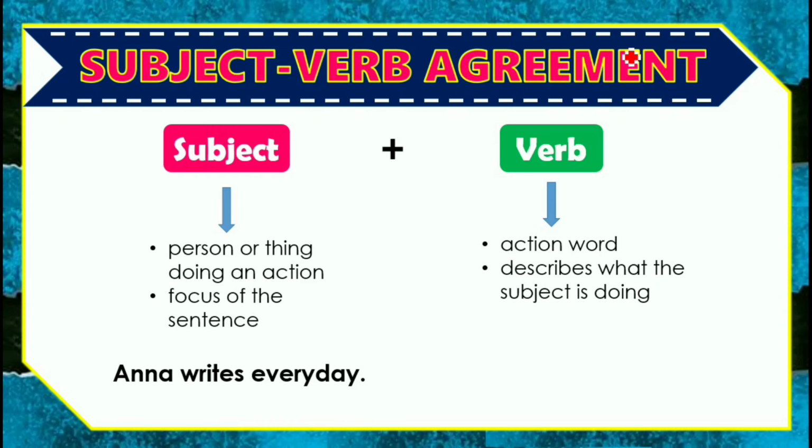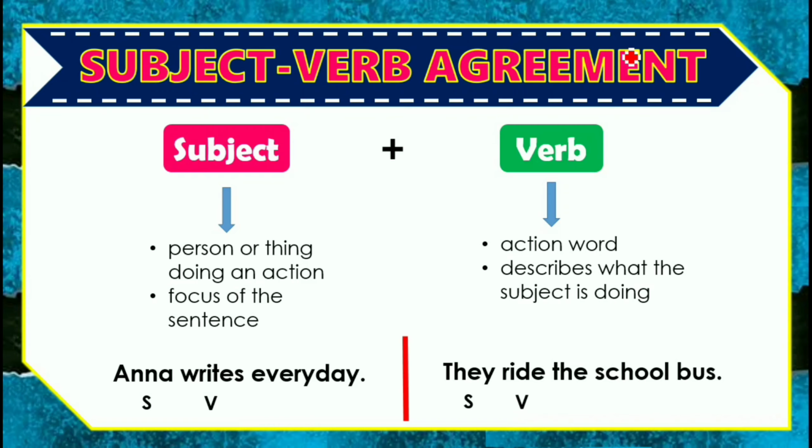Who are we talking about in the sentence? Anna. So Anna is our subject. And what is she doing? Writes. That is our verb, writes. Another example is they ride the school bus. Who are we talking about here? The pronoun they. And what are they doing? Ride. So our action word is ride, so therefore it is our verb. Being able to find the right subject and verb will help you correct errors of subject-verb agreement.